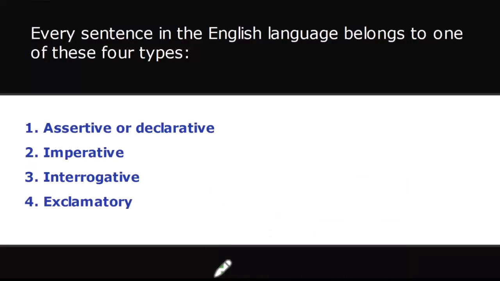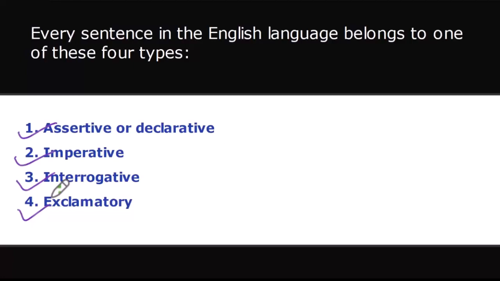Now understand all the different types of sentences we have in terms of different structures. They all belong to either this category, which is assertive sentence, also known as a declarative sentence, or imperative sentence, or interrogative sentence, or exclamatory sentence. Declarative sentences are sentences that give positive or negative information. They talk about your opinions or facts.